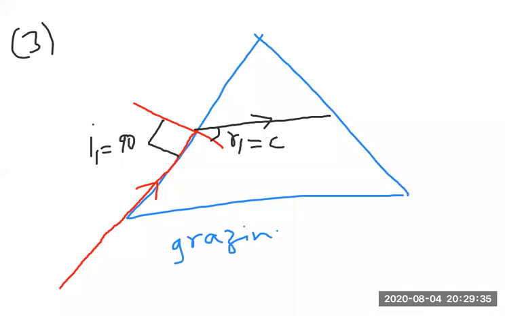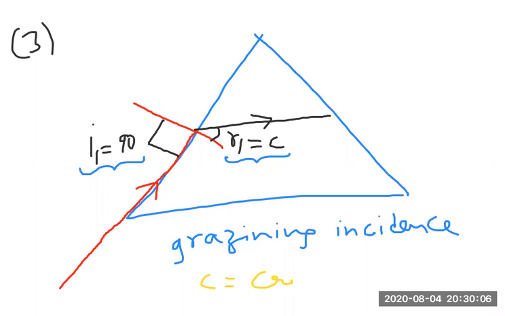So this case we call grazing incidence. Whenever the rarer medium angle I1 is 90, the denser medium angle, that is the inside angle, will be the critical angle. C is called the critical angle. I hope you are clear with this one.